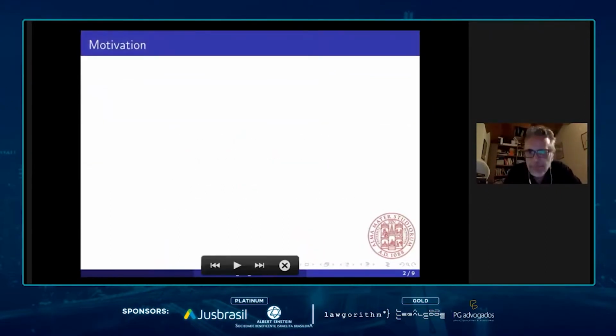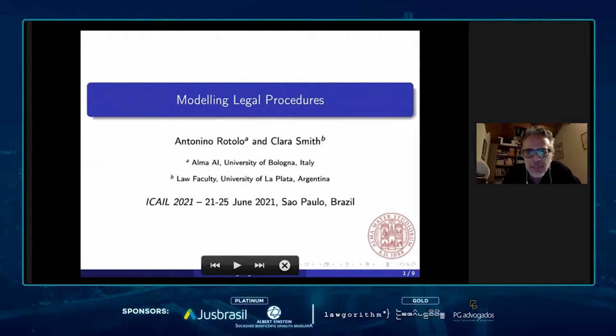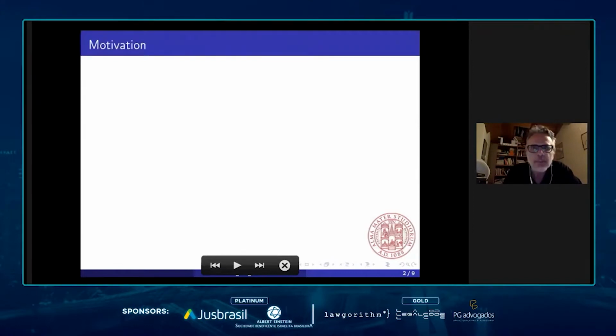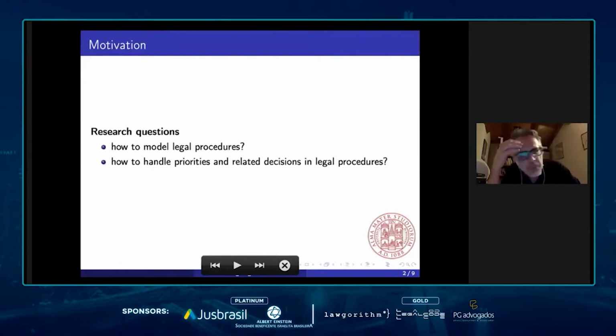Okay, so this paper is a joint paper with Clara Smith, professor in Argentina, University of La Plata. And in this paper, basically, we try to answer these two research questions. The first is how to model legal procedures. It's not a new research issue, of course. And second, how to handle priorities and related decisions in legal procedures.